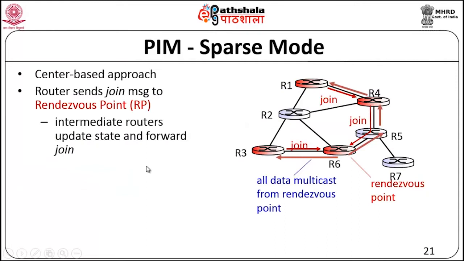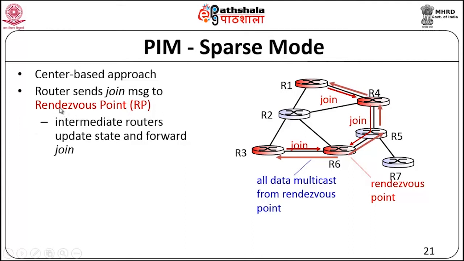Okay. Next is the PIM sparse mode of operation. So, in the sparse mode of operation, the approach is slightly different. So here we are looking at a shared tree, which means we would like to have one common shared tree which is used by all the members. If it's a common shared tree, then we need to have one common root, right. So, we can say it's a center based approach, and that root that we talk about for the tree is what is called the rendezvous point, or the RP.